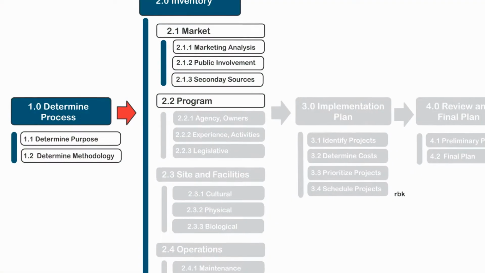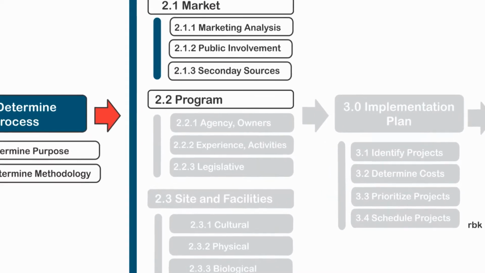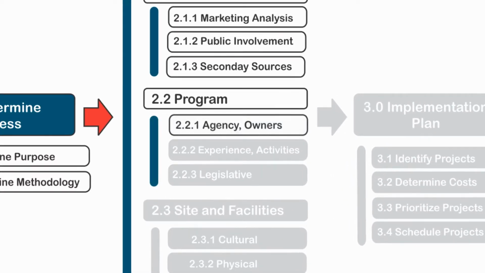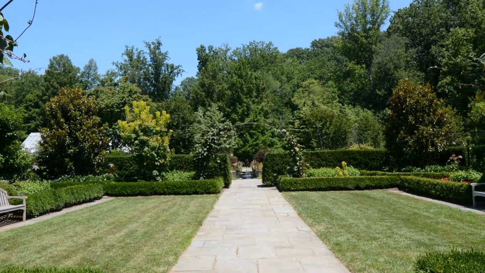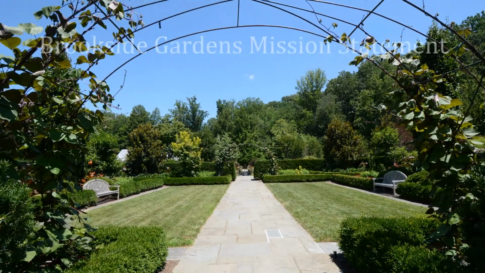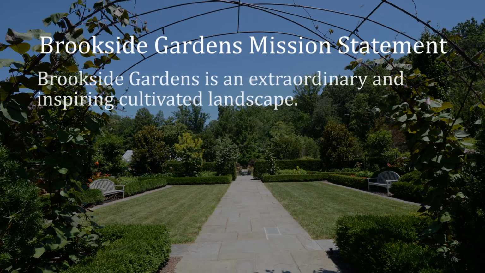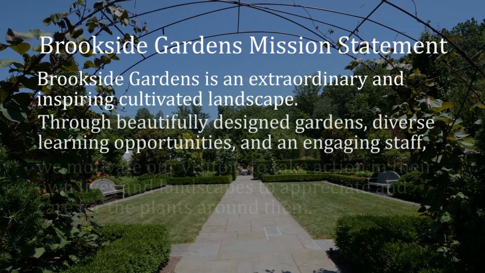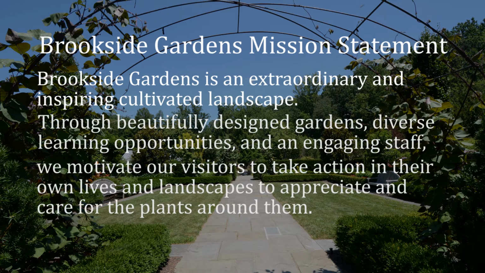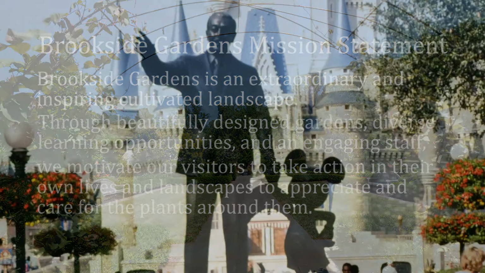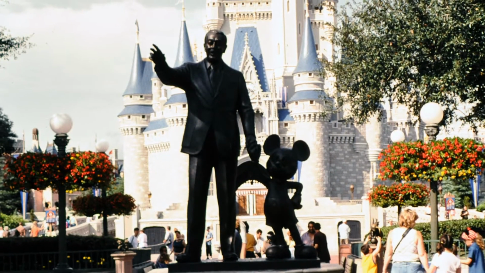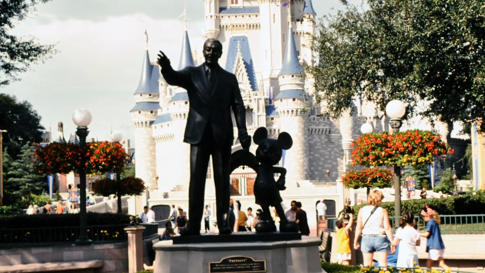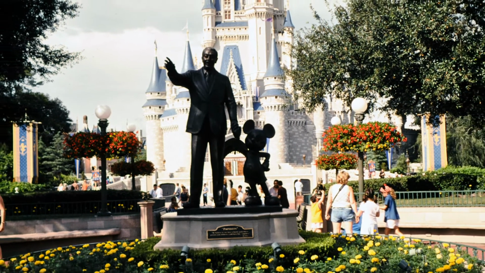The 3 underlying factors of the program are the agency or owner, experience in activities, and legislative issues. The agency or owner of the land or facility are the primary determinants of its eventual use. Agencies are guided by their mission and vision statements. Private owners have more latitude. Disney had a vision for what were orange groves in Orange County, Florida, and implemented a theme park, Disney World.